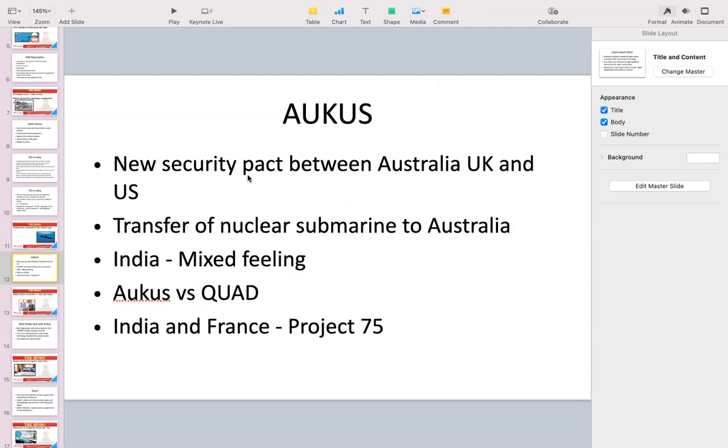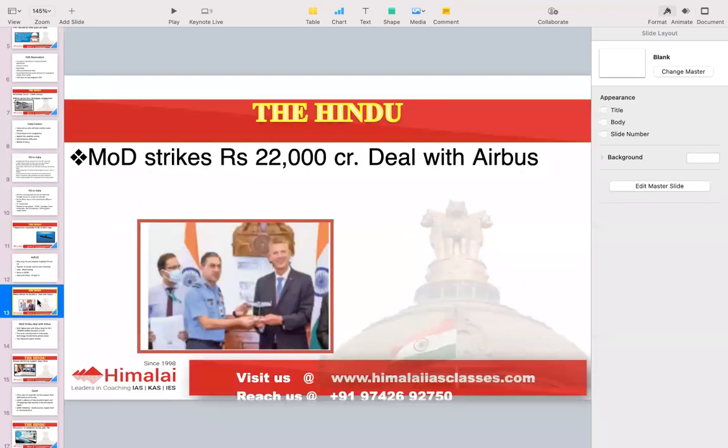That's why it's a mixed feeling. Good feeling because it's countering China. Bad feeling because it was not done in the Quad, and the Indian Ocean region will be filled with many countries who will have a nuclear submarine at their disposal. Plus, how can India balance its relationship with France and with the Quad countries as well? So this is the overall analysis of this AUKUS organization.